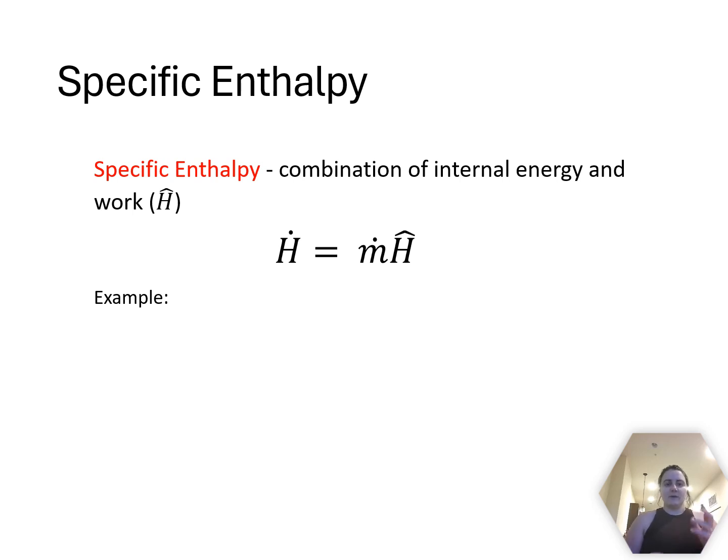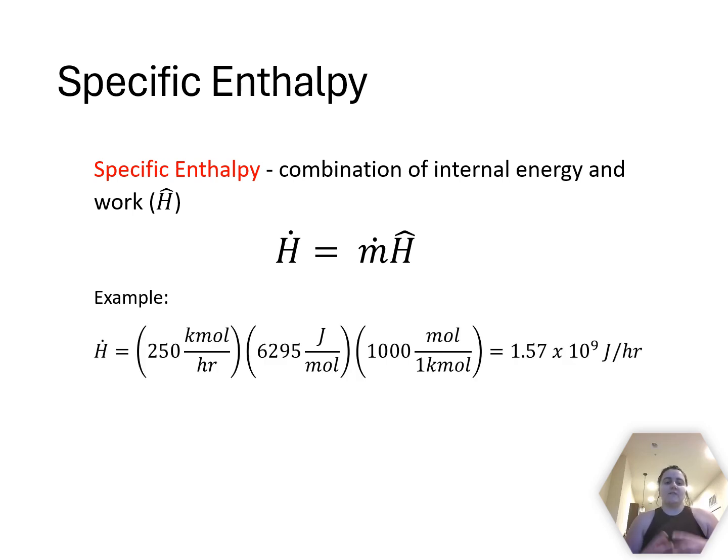So the last thing that I want to mention is with specific enthalpy, we can have a flow rate of enthalpy, but it's more common that we're going to see a specific enthalpy with the hat on it, and it's a combination of internal energy and work. So for example, a specific enthalpy could be something like a molar flow rate, because we can actually have N instead of M. So with all the specific properties we've just talked about, instead of M, we could have N. It could be a molar specific enthalpy, and that's important.